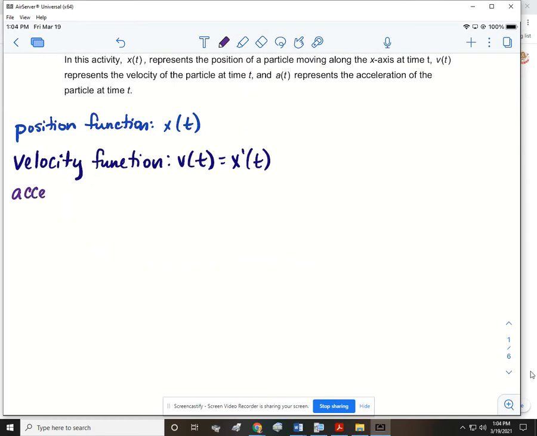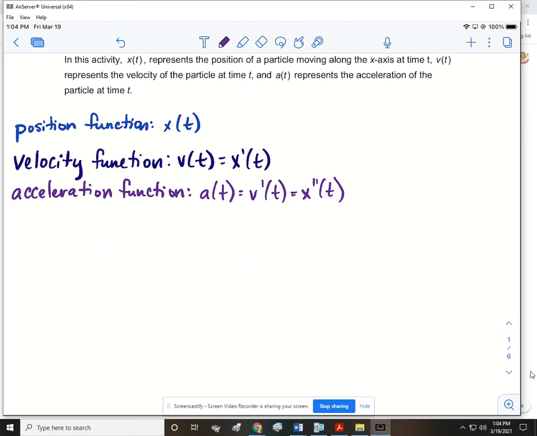And then the acceleration function is going to be a of t, which is the derivative of the velocity and the second derivative of the position function.